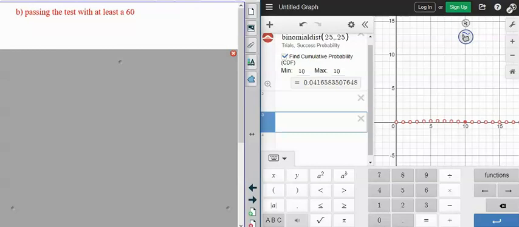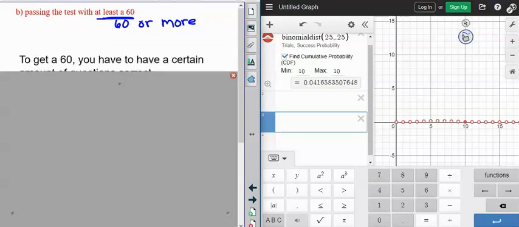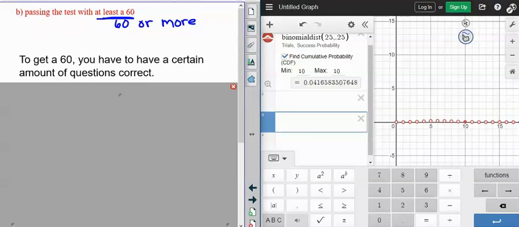And the problem deals with the number of questions. So we're going to have to figure out how to get the number of questions correct to be 60 or more. With that, we know, first off, at least 60 means 60 or more. So here we would have to figure out how many questions it's going to take to get us to 60 or more. To get 60, you have to have a certain amount of questions correct. Just write it out in word form so you can have it on your notes.